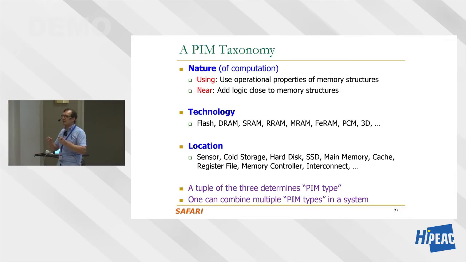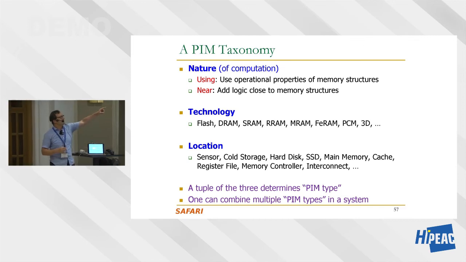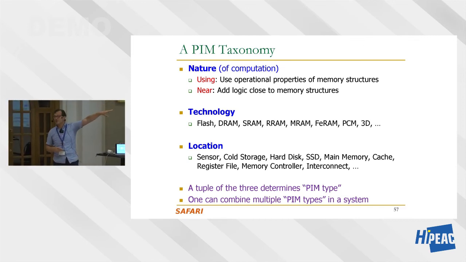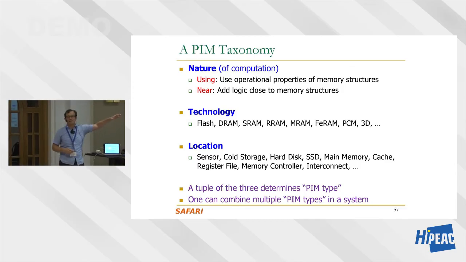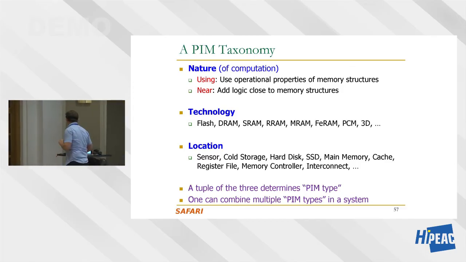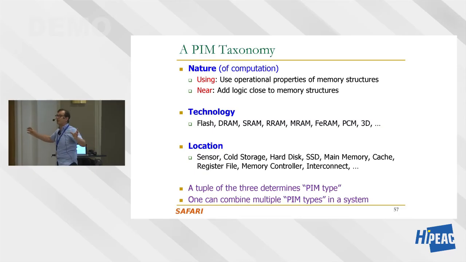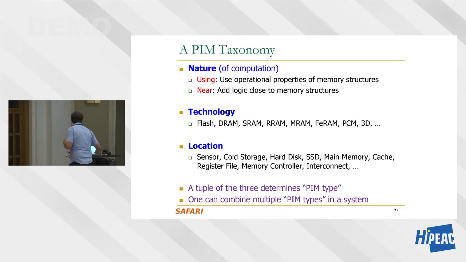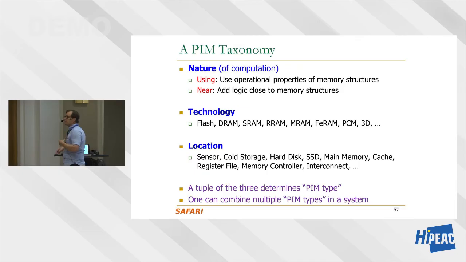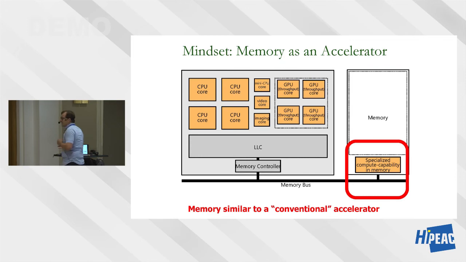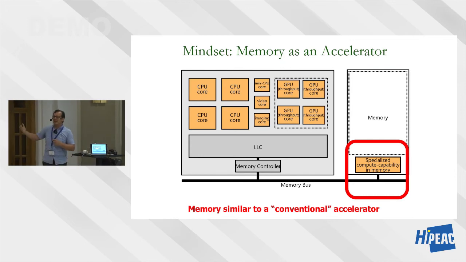So a processing in memory system is really a tuple of nature, technology, and location. We talked about nature. Technology could be many different technologies. It could be DRAM, it could be flash, it could be SRAM, it could be PCM. And location is location from the system's perspective. Is it in the memory controller? Is it in main memory? Is it in SSD? Is it in hard disk? Is it in tape? I think all of these places have their role to play in computation. In the end, one can combine multiple different processing in memory types in a system, and each PIM type is a tuple of these. And we're not going to be extremely, let's say, futuristic.